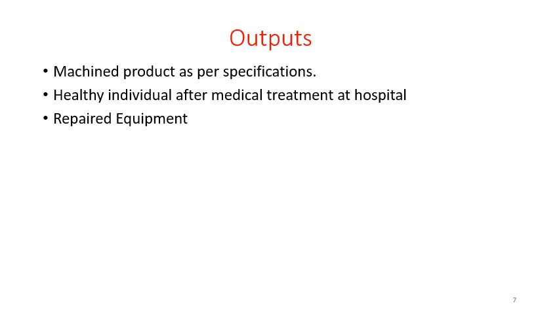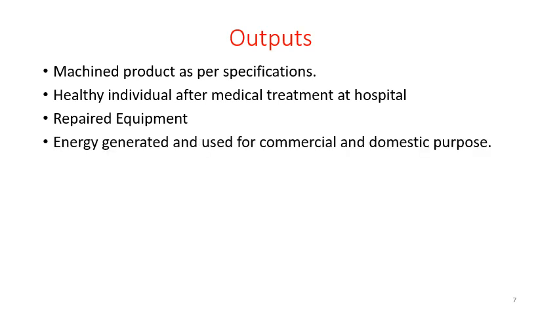Similarly, faulty or damaged equipment which goes to a repair shop is the input. The process of repairing it, technically, is the process. And what is the output? The repaired equipment is the output. And similarly, energy generated, we have given the example. You can relate each of these outputs to the inputs and the process which you have listed earlier.